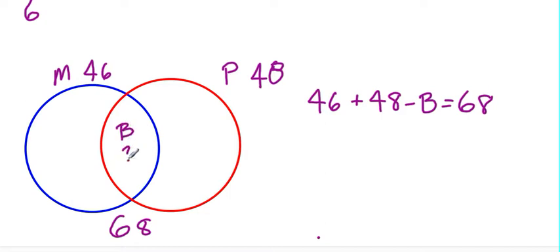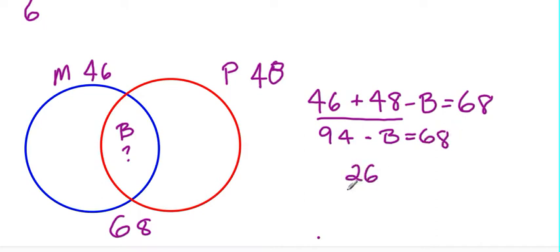Remember to annotate your Venn diagram with what the SAT, ACT, or GRE is looking for. 46 plus 48 is going to be equal to 94. 94 minus b equals 68. Solving for b equals 26. There are 26 students in both clubs.